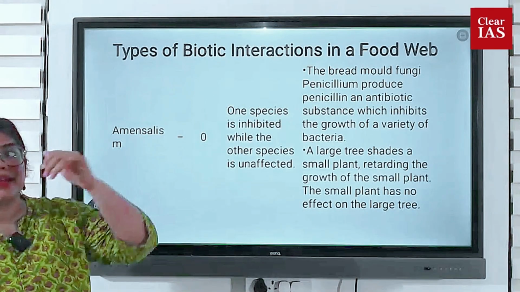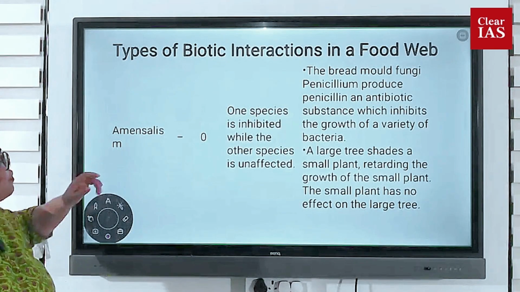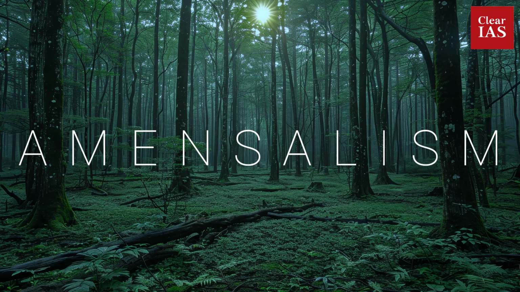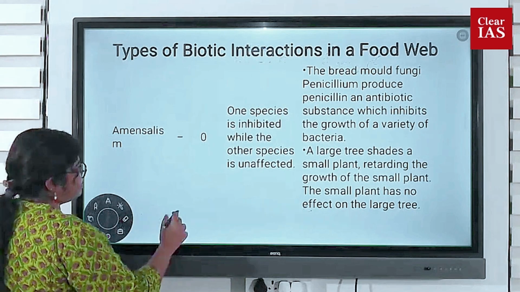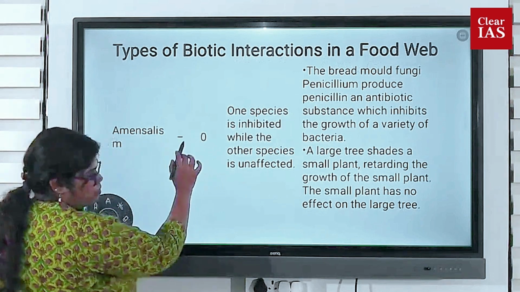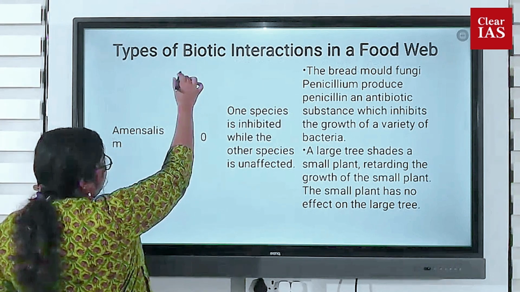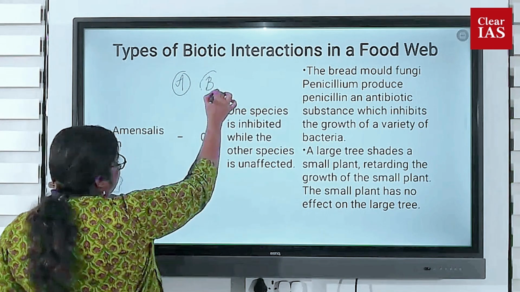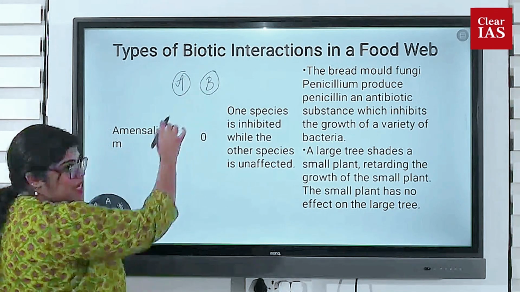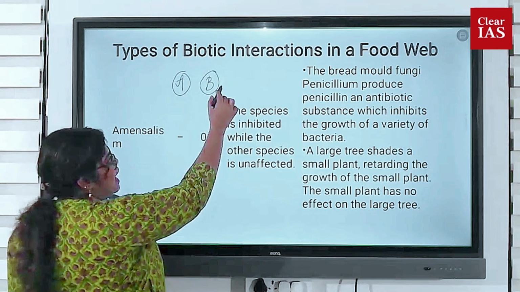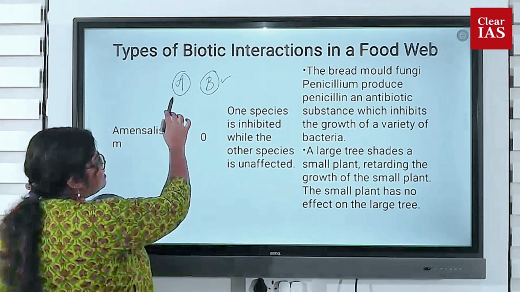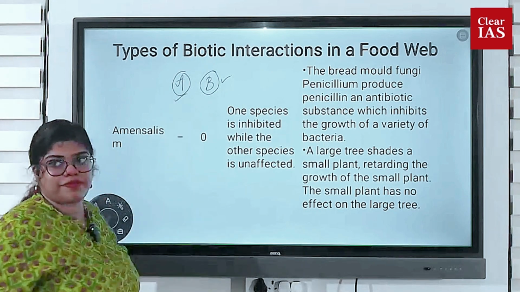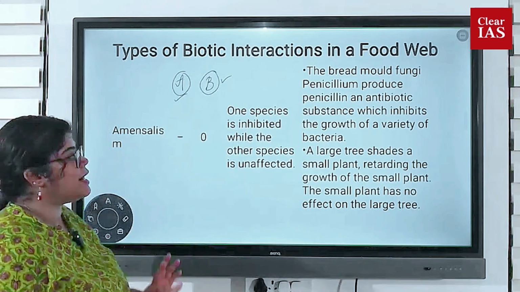Types of biotic interactions in a food web. The first one is amensalism. Here it is written like negative and 0. That means there is a species A and a species B, and when they interact with each other, B is not having any benefit or any loss, but A is definitely having a loss. Two are interacting with each other.